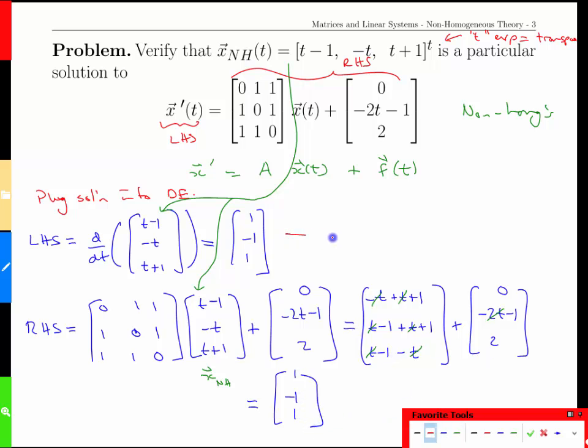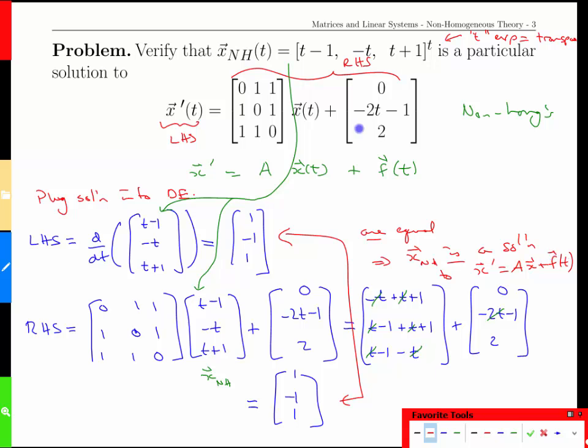Not a coincidence because we picked the solution carefully. The left-hand side gives us this when we simplify, the right-hand side gives us this. These are equal, which means that our non-homogeneous solution that we proposed here is a solution to that full form. So x prime is equal to ax plus that f of t form. It is only a solution when we have that non-homogeneous form with this particular choice of functions here, but it works out for the equation we've shown.